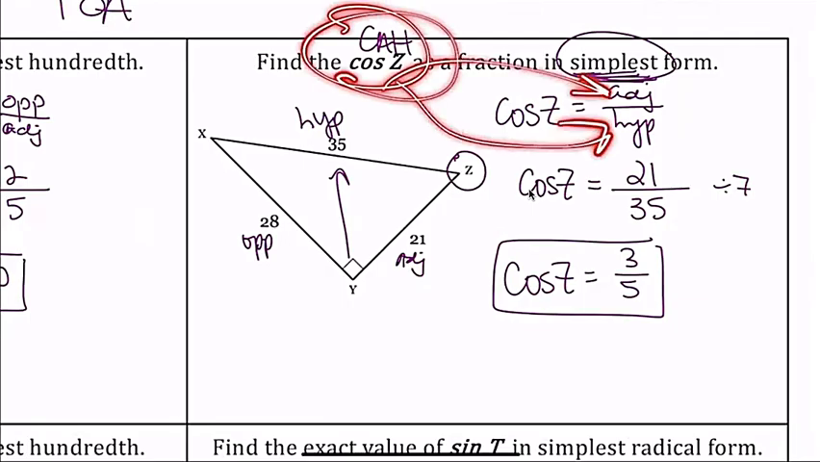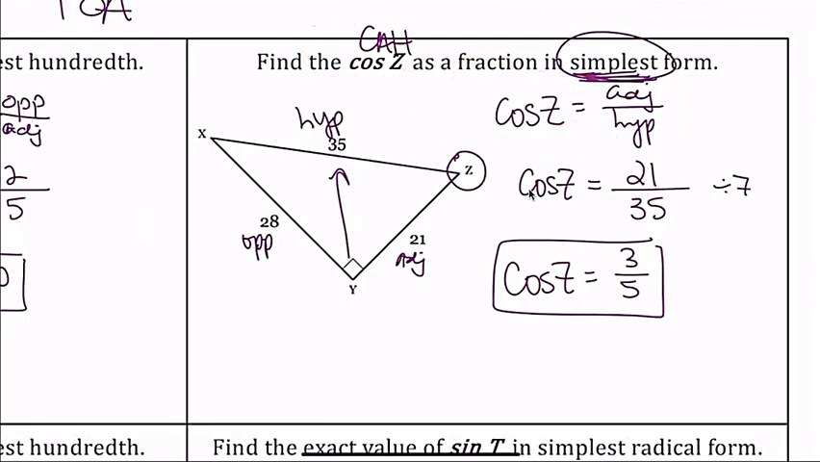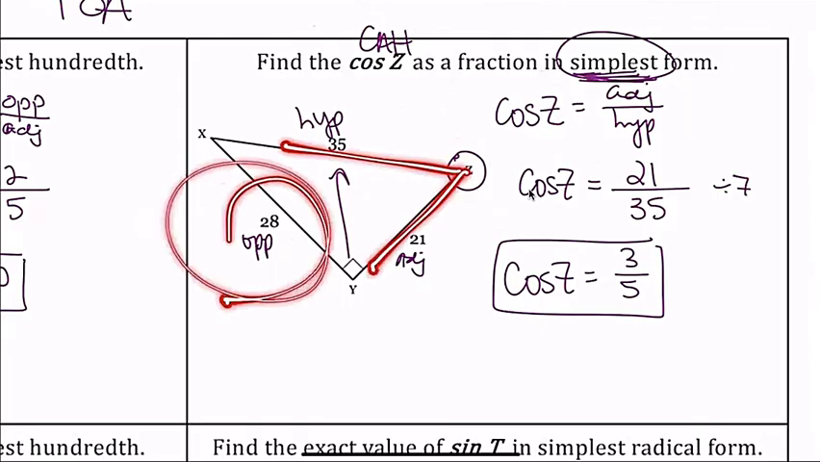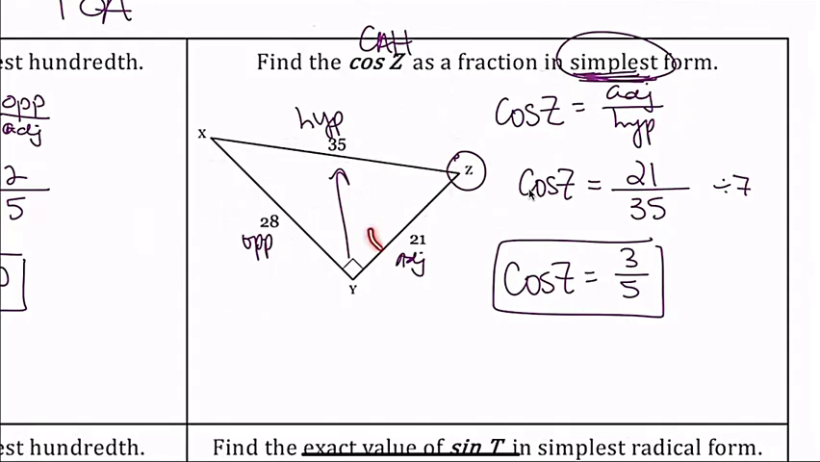Adjacent over hypotenuse. First thing I'm going to do is circle my angle that I'm looking at. I'm looking at z. And then the easiest one to identify is the hypotenuse. It's across from the right angle. Second easiest to identify is the opposite. It's the one that doesn't touch our angle. Your angle is always going to be composed of the hypotenuse and the adjacent side. So the opposite side is the one that does not interact with your angle. That would make this one the adjacent side.